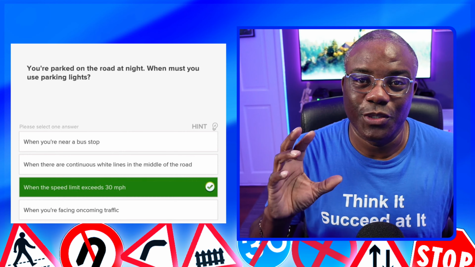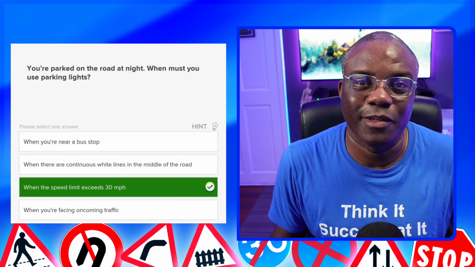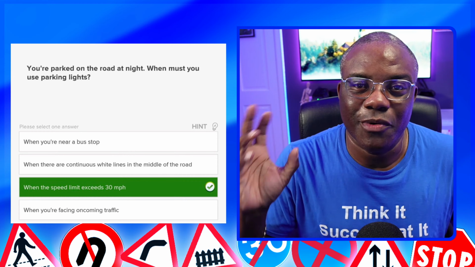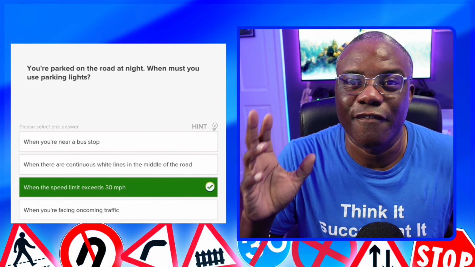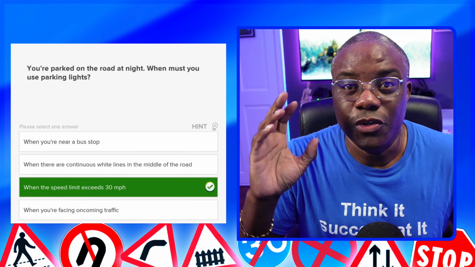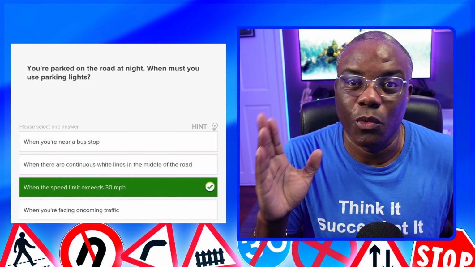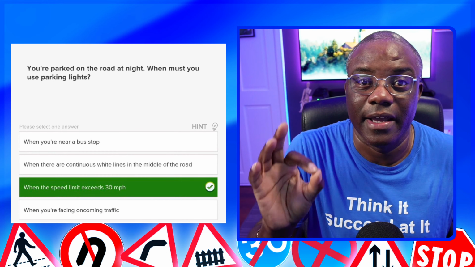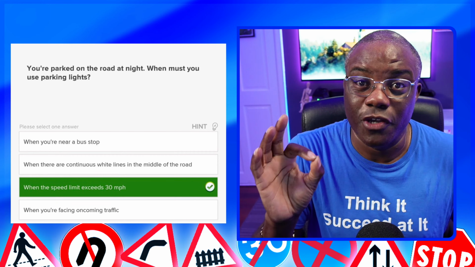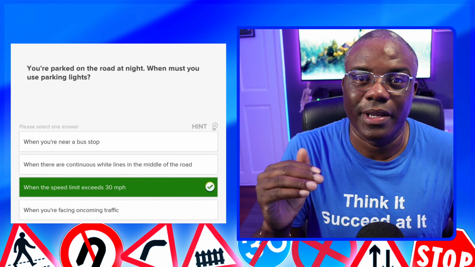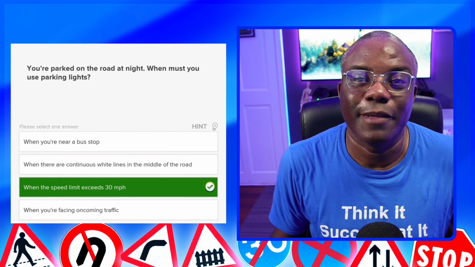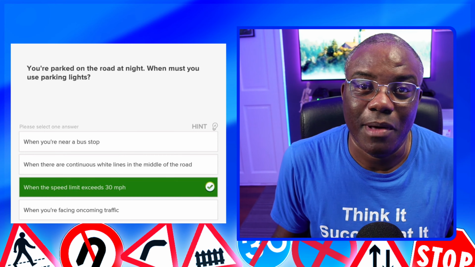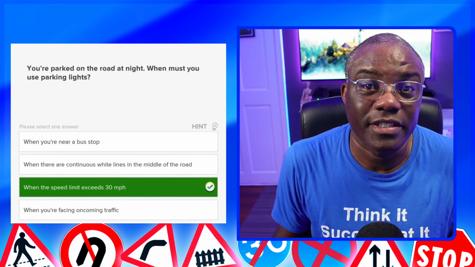Don't make it personal, because when this question and answer comes up, people say, yeah, but if you leave it on, it kills your battery. It's got to be a generic answer that's the same answer for every person. When you get your car, you can decide if it will kill your battery. I won't go into details why they use parking lights other than that. So don't make it personal to you. They're looking for a generic answer. So it's going to be parking lights when it exceeds speed limits of 30 miles an hour or more, which means you're on a faster road.